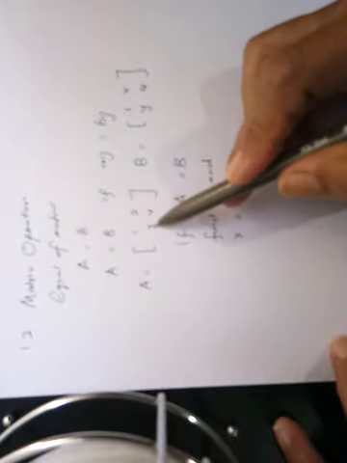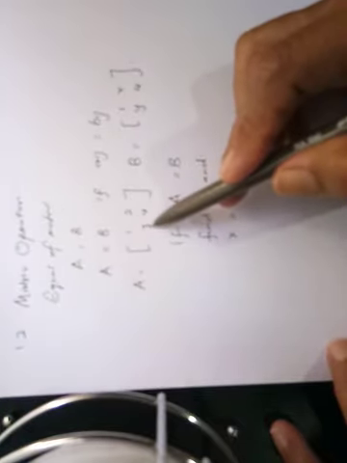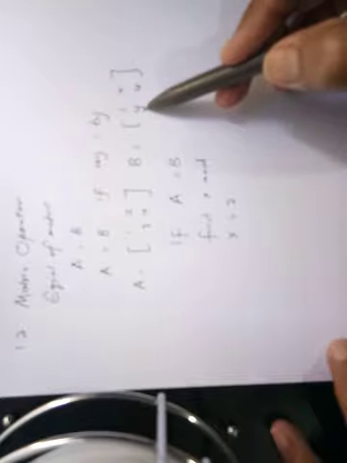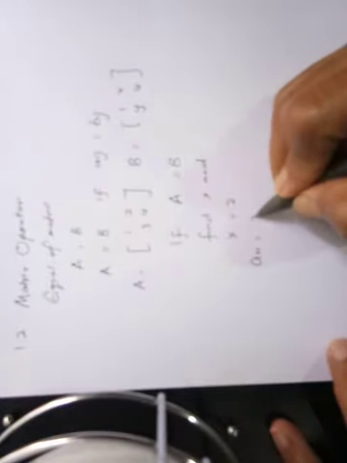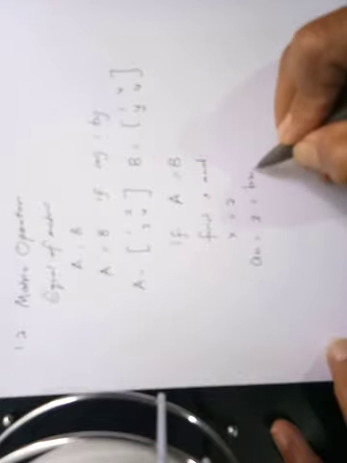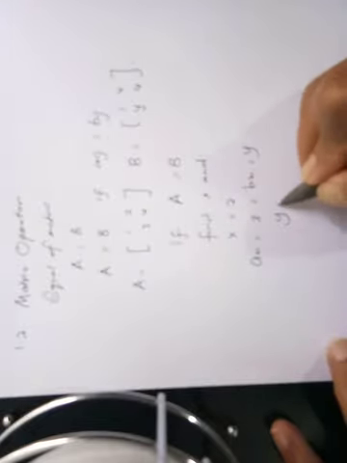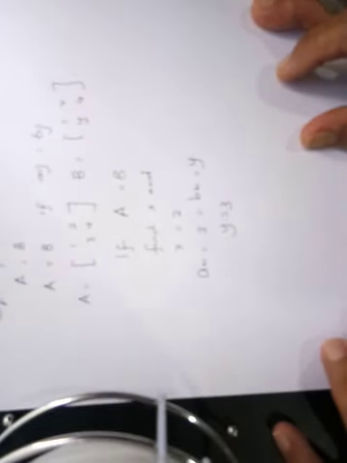Same also goes for A21 and B21. Okay, so A21 is 3 equal B21 is Y. So Y equal 3. Okay, so this is what it means by equality of matrix.